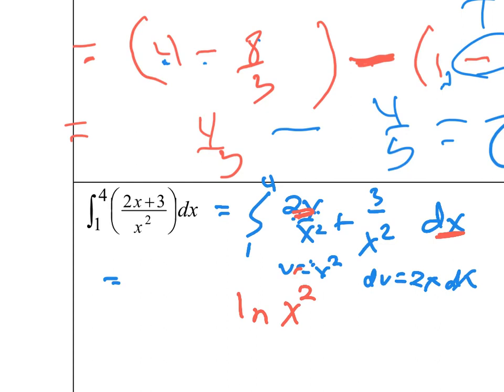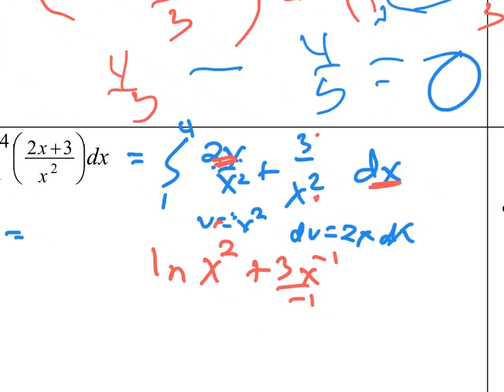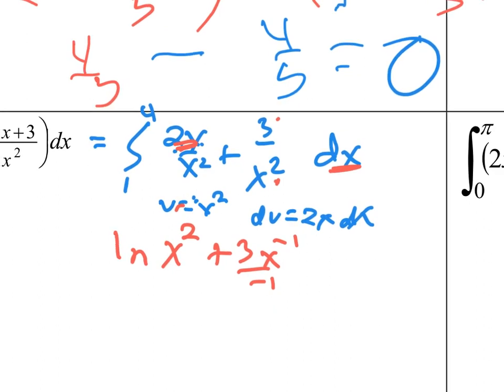Sure is. And then the next part: is it possible that 3 is the derivative of x squared? No. That's really x to the -2. So that gives me plus 3 x to the -1 divided by -1. You lost that? No, I'm good. Oh, you're good? And that's going from 1 to 4.